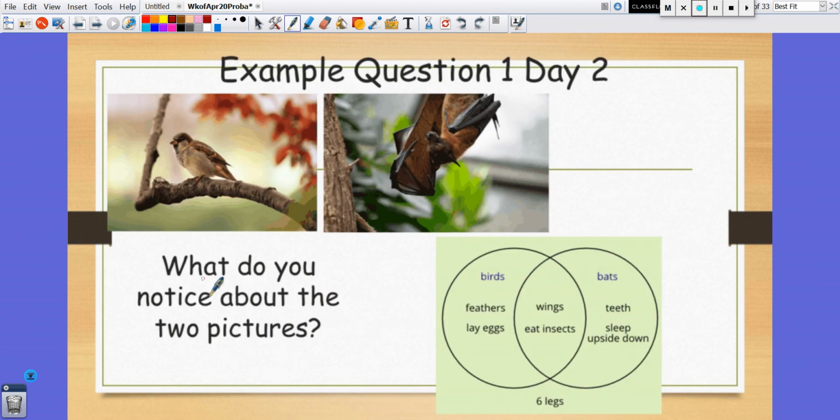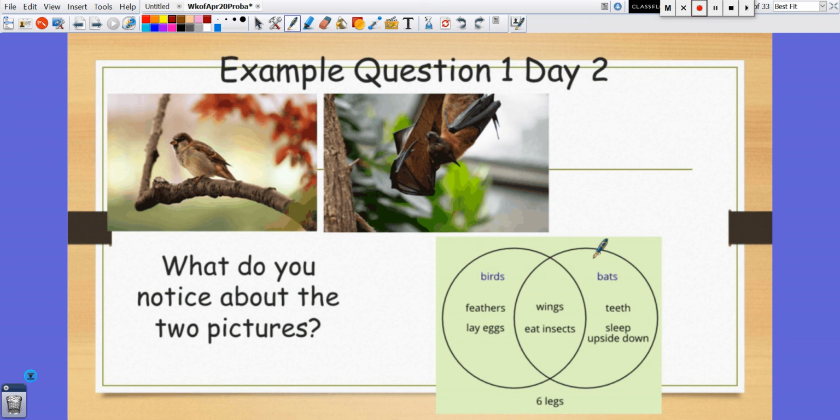Okay, so here's an example. What do you notice about the two pictures? Here we have a bird and here we have a bat. So our two bubbles are bats and birds. What they have in common is in the middle. That's called the intersection. They have wings in common and they eat insects. Characteristics that only belong to the birds are that birds have feathers and lay eggs. Characteristics that only belong to the bat are that bats have teeth and sleep upside down. And the characteristic that does not belong to either birds or bats is that they have 6 legs. This is what we would call the complement.